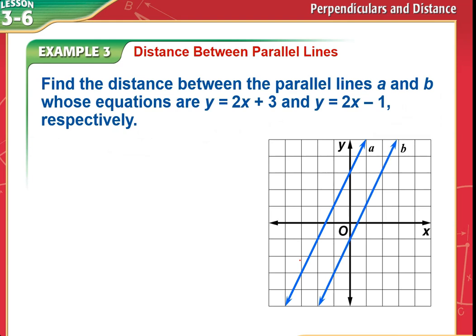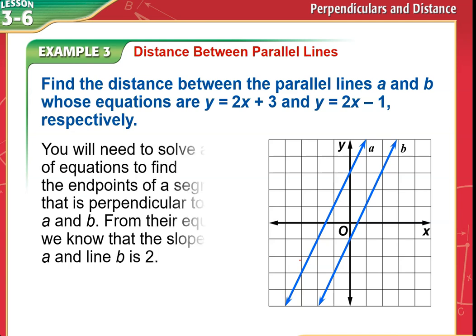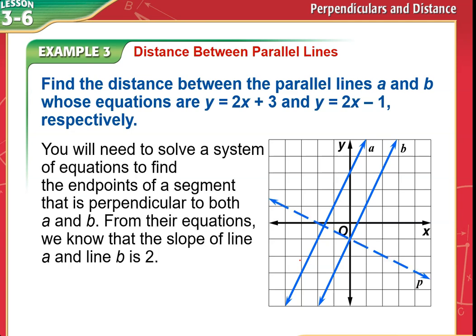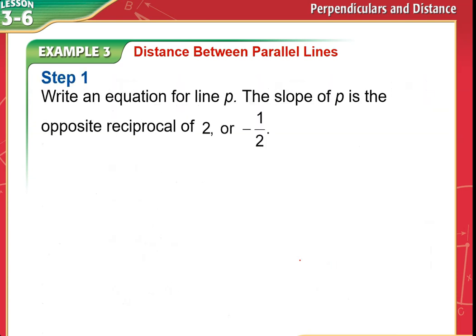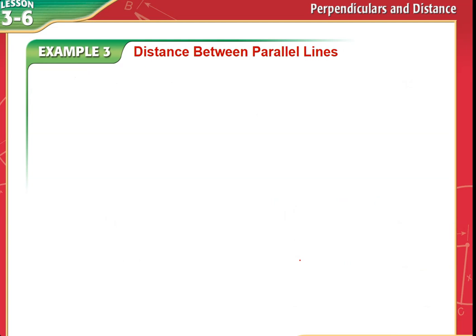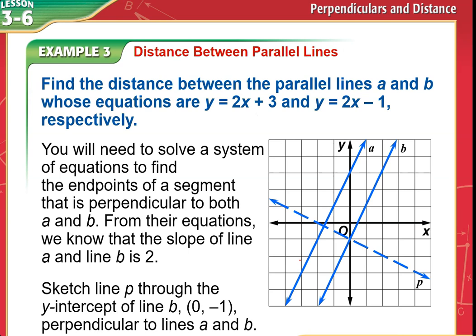Find the distance between the parallel lines A and B, whose equations are y equals 2x plus 3 and y equals 2x minus 1. Now, you'll need to solve an equation to find the endpoints of the segment that's perpendicular to both A and B. From their equations, we know that the slope of the lines A and B are both 2. So, we're going to be sketching a line P through the y-intercept of 0, negative 1, perpendicular to lines A and B. Now, since we have a slope of 2, we're definitely going to have a slope of negative 1/2. So going back, our little dashed line, right, has a slope of negative 1/2.